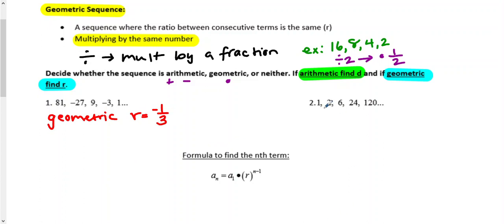Now with number 2, we look. These are all positive numbers, so arithmetic is the easiest one to check. 1 plus 1 gives me 2. Does 2 plus 1 give me 6? No. So then I check 1 times 2 gives me 2. Does 2 times 2 give me 6? No. So this one is neither.